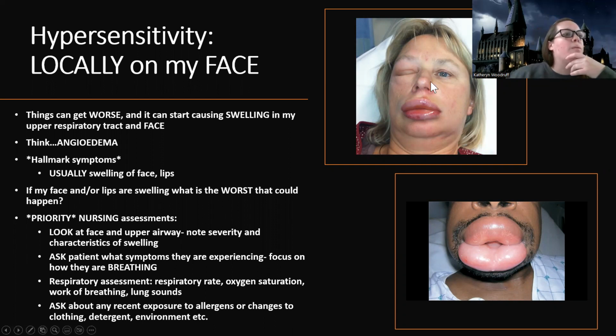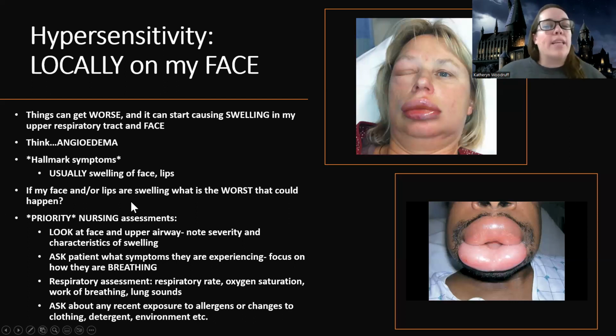This happens often when people are ingesting things or have things on their face that are causing a reaction. There can be swelling in their upper respiratory tract and face. This can be a little bit more dangerous compared to the other reactions, because this can actually lead to closure of my airway or inability to oxygenate and ventilate the way that I need to. So the hallmark symptoms of angioedema are usually swelling of the face and the lips.